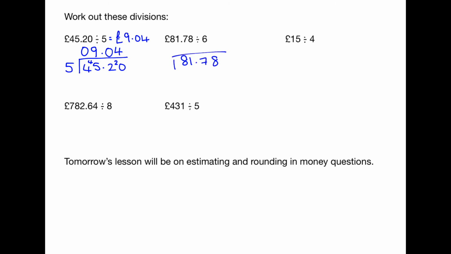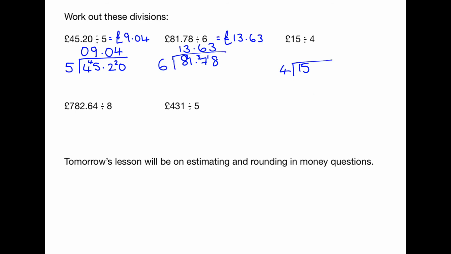Okay, the next one, £81.78 divided by 6. So 6 into 8 goes 1, with a remainder 2, or 2 left over. 6 into 21 goes 3 times, remainder 3. Now remember, I'm going across the decimal point here, so I need to put it there. 6 into 37 goes 6 times, because 6 sixes are 36. So there's 1 left over, and 6 into 18 goes 3 times. So this one is £13.63.